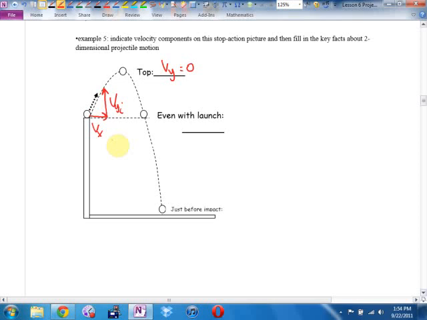In fact, you know what? When you're even with launch, the vertical velocity is going to be negative the initial vertical velocity. When it gets back to the same height, it's traveling at the same speed as it started. But now it continues to fall. So, Kirsten, if it continues to fall, what's going to happen to the vertical velocity? Is it going to slow down or speed up? Why? Gravity. It's got a force acting on it. Okay? So the final vertical velocity would probably look something like that.